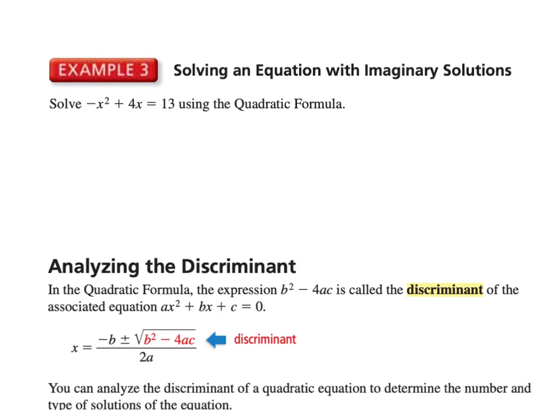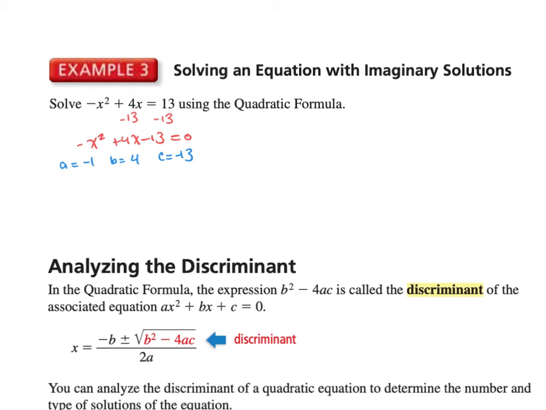Solve negative x squared plus 4x equals 13 using the quadratic formula. So again, move everything to one side. I'm going to subtract 13 from the left side. So negative x squared plus 4x minus 13 is equal to 0. It's equal to 0, we're good to go. So let's identify a, b, and c. A is negative 1, b is 4, c is negative 13.